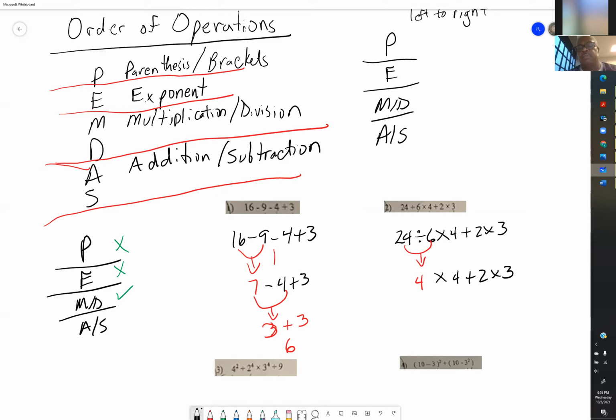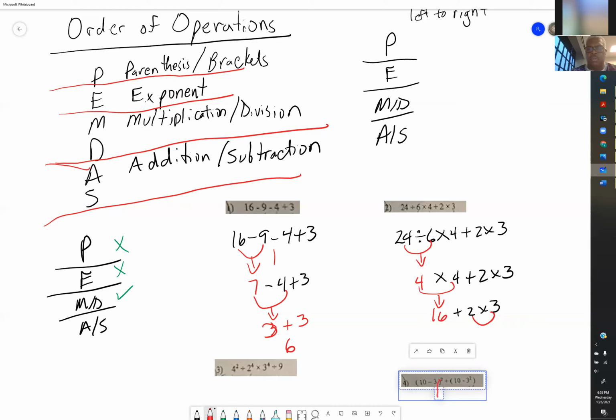So we look at it again. We see multiplication now, and we do this. 4 times 4 is 16. And then we write down the rest: plus 2 times 3. Now again, we still have some multiplication left. We have multiplication over here. We do that next. So now we have, okay, I got to move this down. Hold on one second.